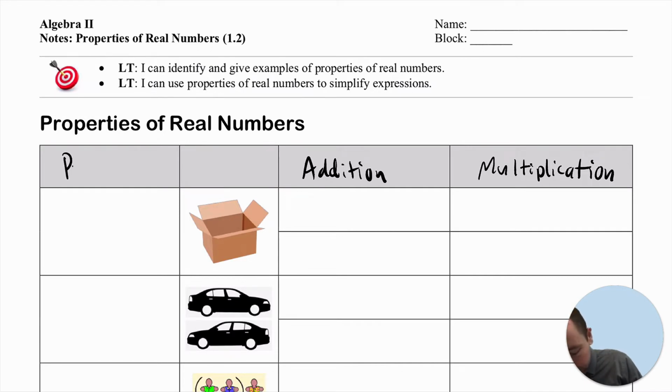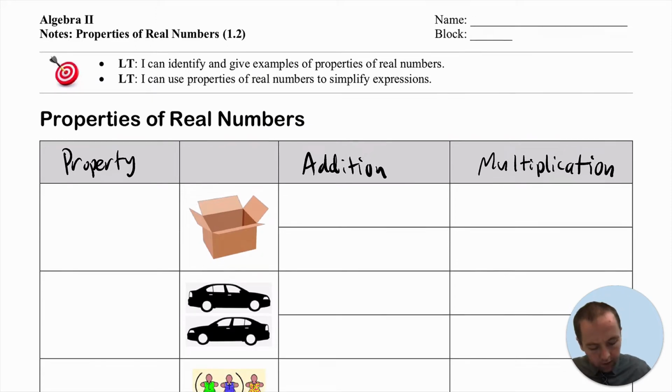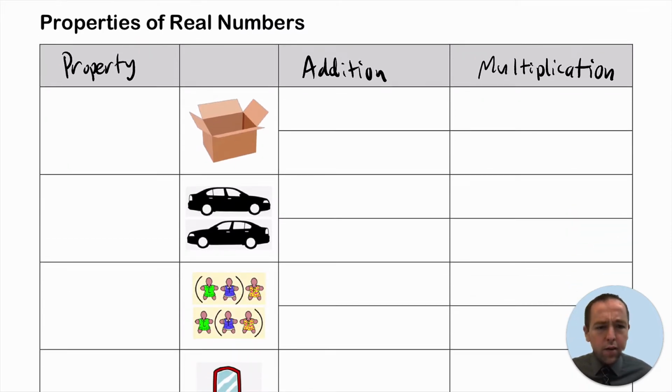In the first column, I'll give the actual name of the property that I will illustrate through example. And then I just have some pictures there that I'll use to help explain why some of the names of these properties might make sense. All right, so for the first property right here, if we're dealing with an addition property, first of all, then we're going to be using the operation of addition, of course.